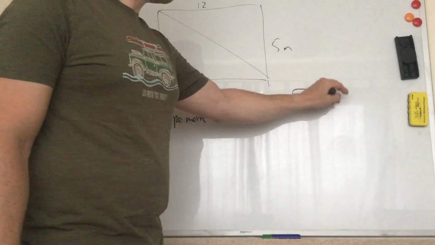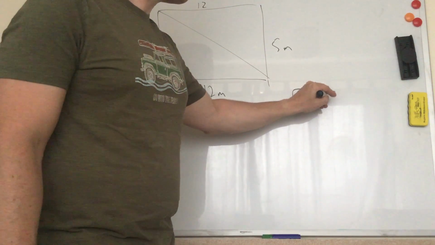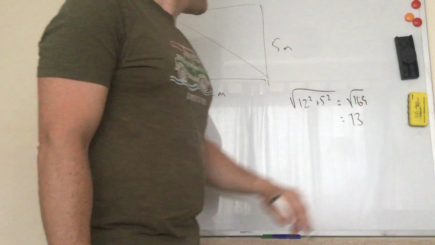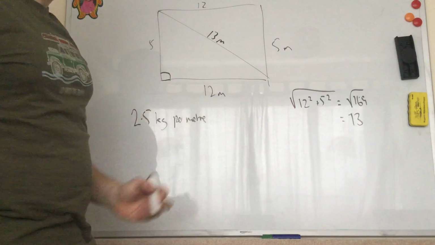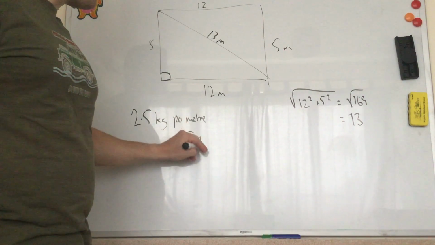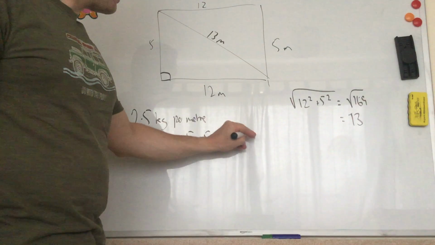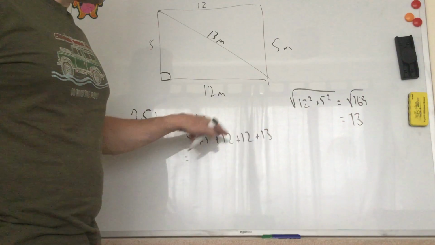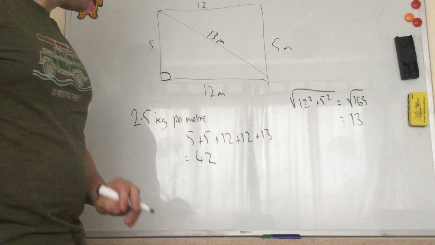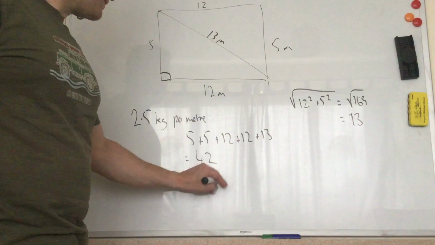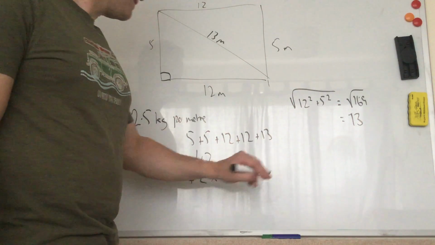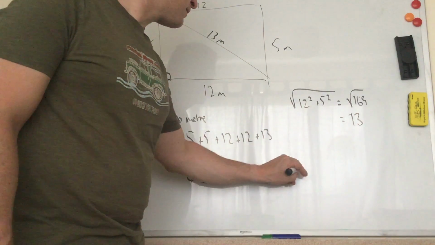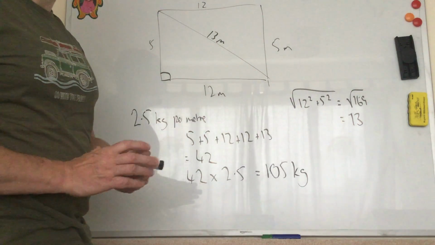If not, you can say it's the square root of 12 squared plus 5 squared, square root of 169, which is 13. So this is 13 metres. So when we add up all the lengths, we get 5 plus 5 plus 12 plus 12 plus 13, okay, which is 10, 25, 30, 42 metres. Okay, so we do 42 metres times 2.5 kilograms, which is 105 kilograms. Remember, you've got a calculator.